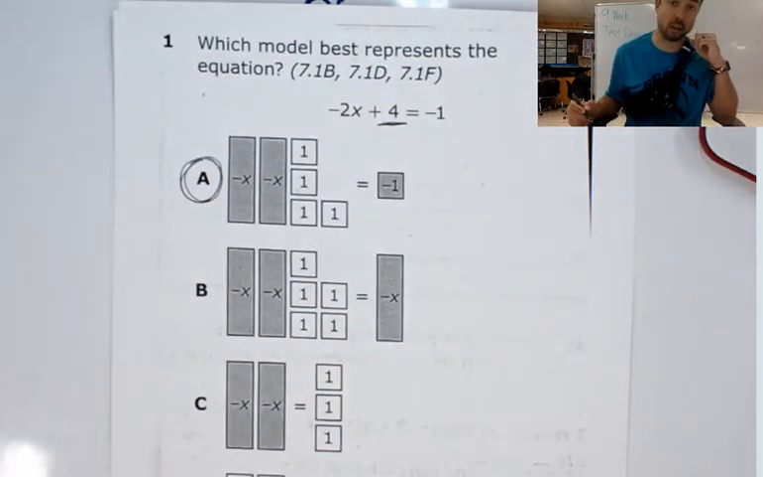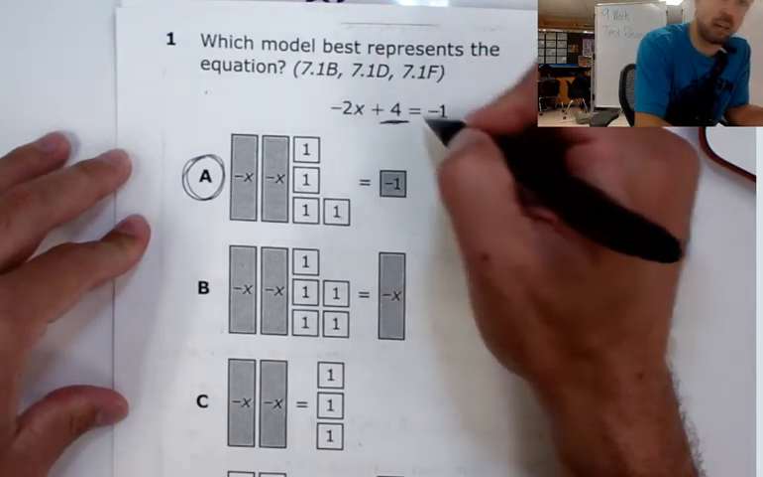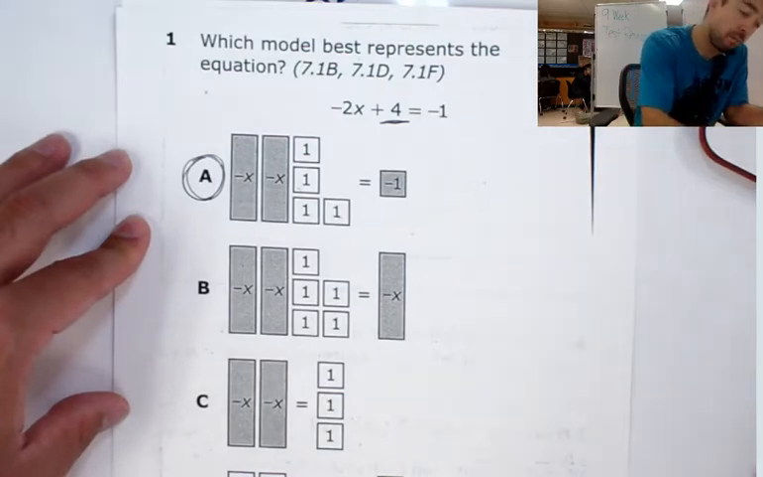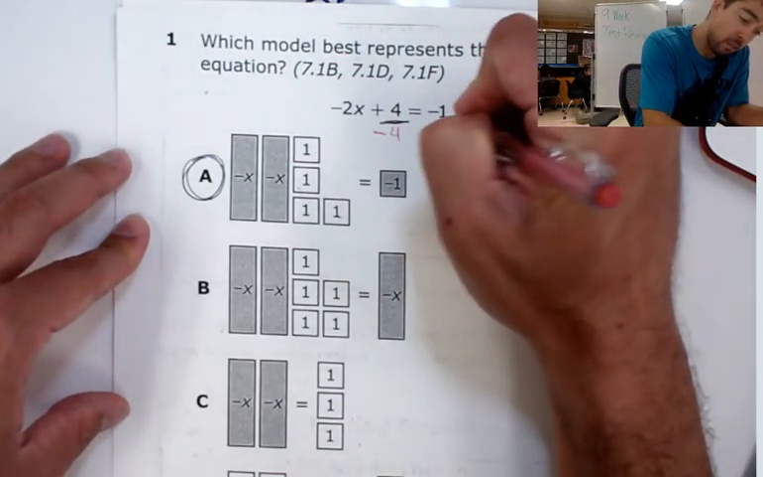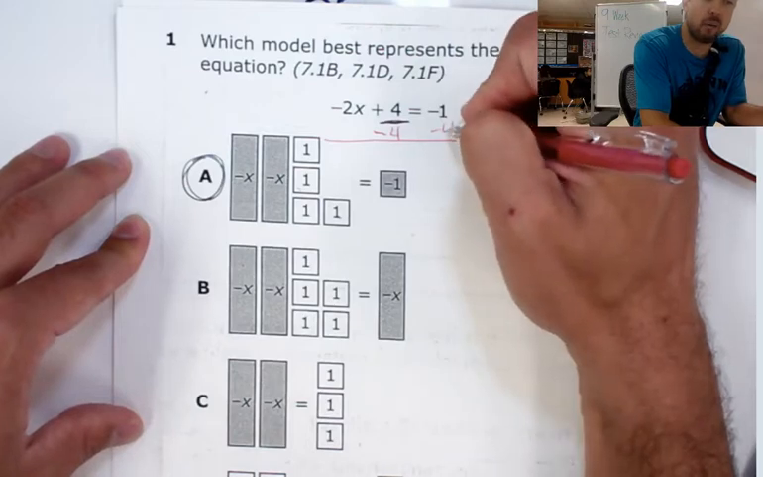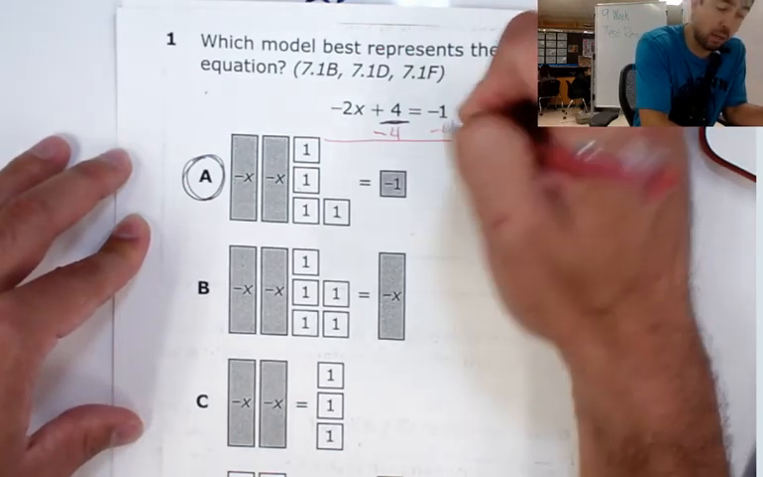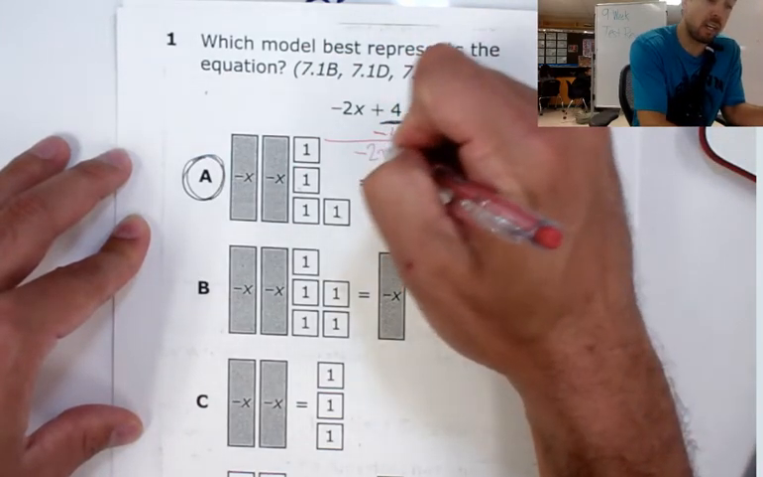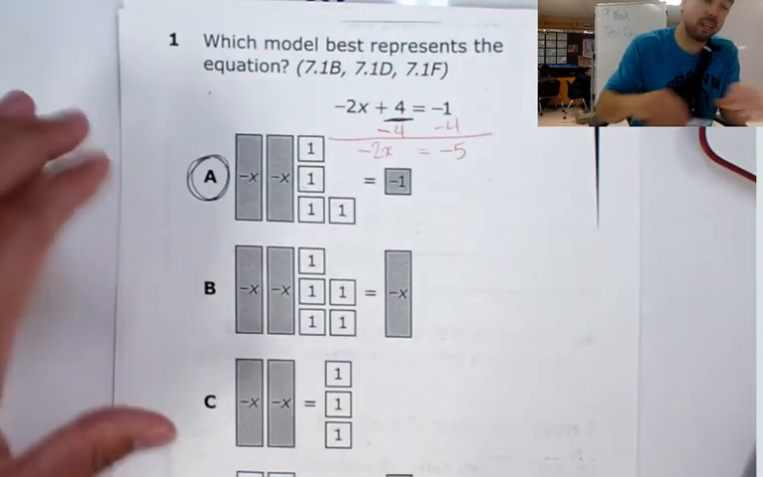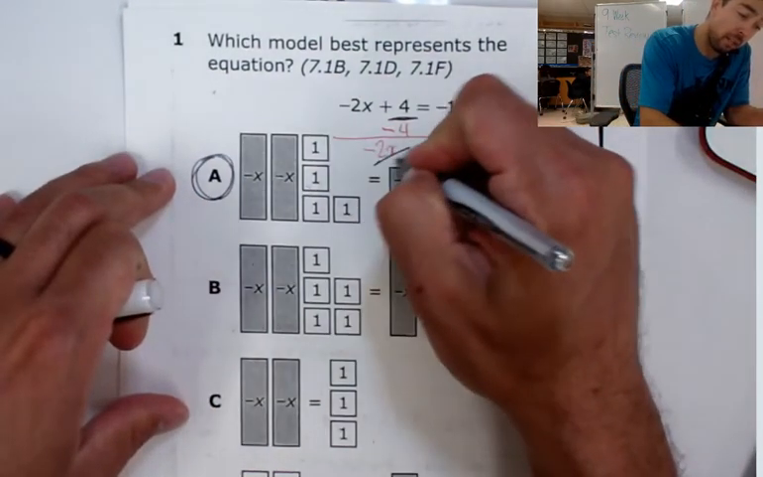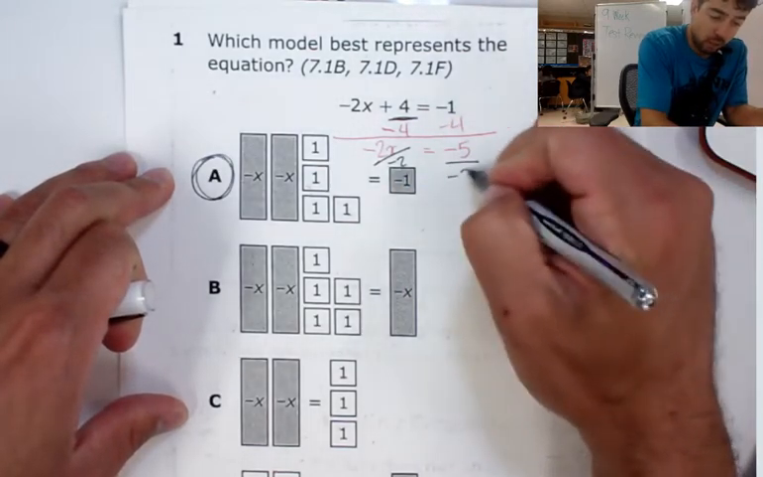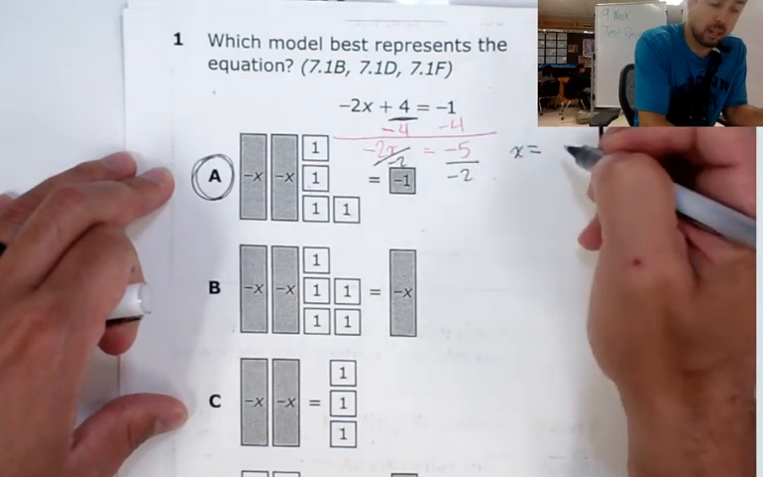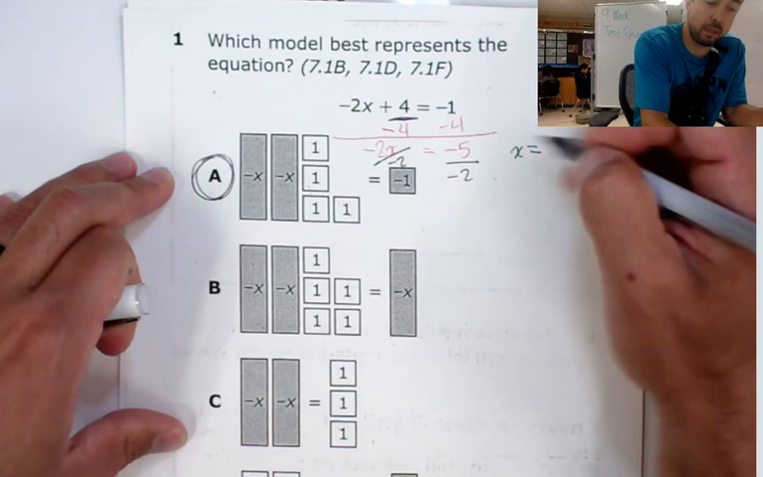Now let's just solve it real quick. How do I solve this? What's the first step? If we're going reverse PEMDAS, we have to undo the plus 4. How do we undo a plus 4? Minus 4 on both sides. A negative 1 and a negative 4, they both have the same sign. They would become a negative 5. And then we'd end up with negative 2x equals negative 5. I'm going to divide both sides by negative 2. x is equal to, when you divide a negative by a negative, it becomes a positive. So negative 5 divided by negative 2 would be positive 2.5.